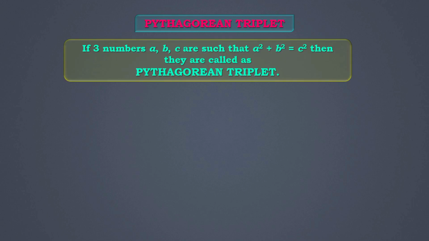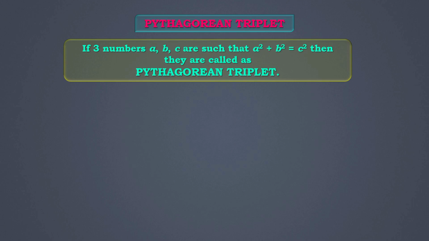Now let us understand Pythagorean triplets. If three numbers a, b and c satisfy the condition that a square plus b square is equal to c square, then they are called a Pythagorean triplet. In simple words, when the sum of the squares of two numbers is equal to the square of the third number, the three numbers form a Pythagorean triplet.